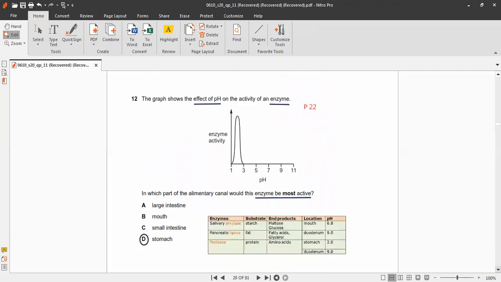The graph shows the effect of pH on the activity of an enzyme. In which part of the alimentary canal would this enzyme be most active? Yes, stomach, because inside the stomach the pH is 2. But inside the mouth, it is 6.8. Small intestine, 9.